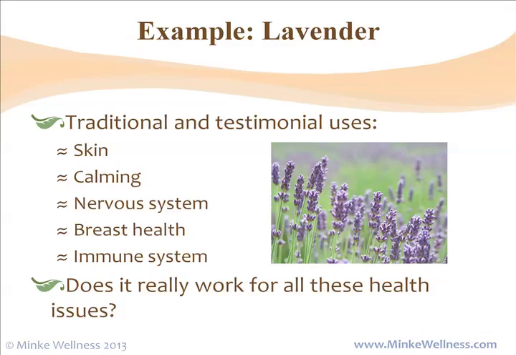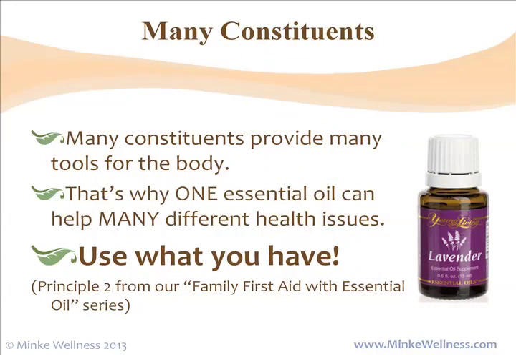Well, of course, we find out, yes, it is possible because there's a very complicated chemistry. It can help with all these things: skin, calming down the nervous system, breast health, immune system. And it can do that because it has many, many different constituents. Those constituents are consistent among the same lavender plant. They might vary in amounts, but it's consistent chemistry, but it is chemistry. So that's why one essential oil can have many different uses.